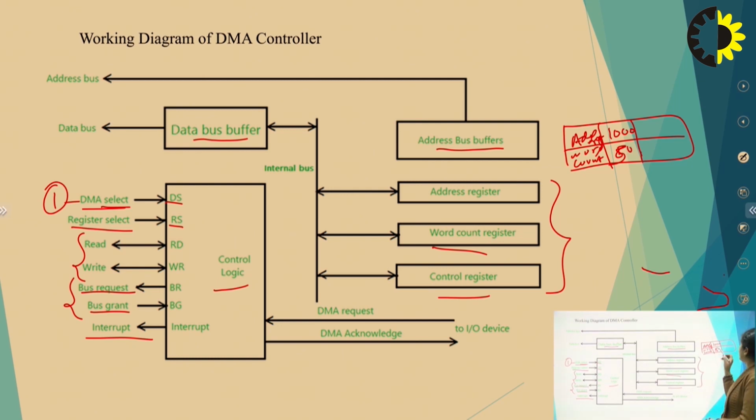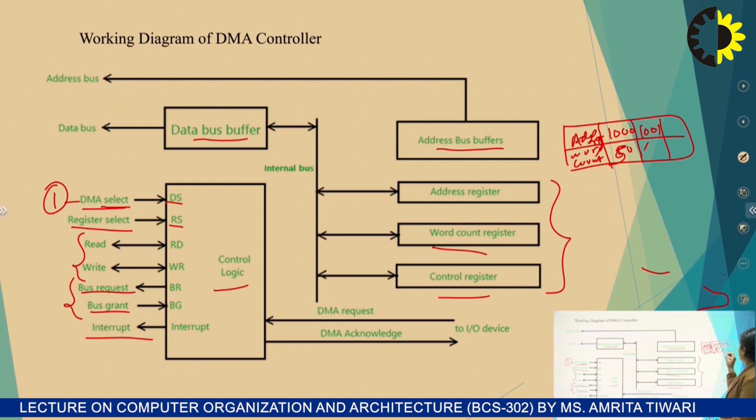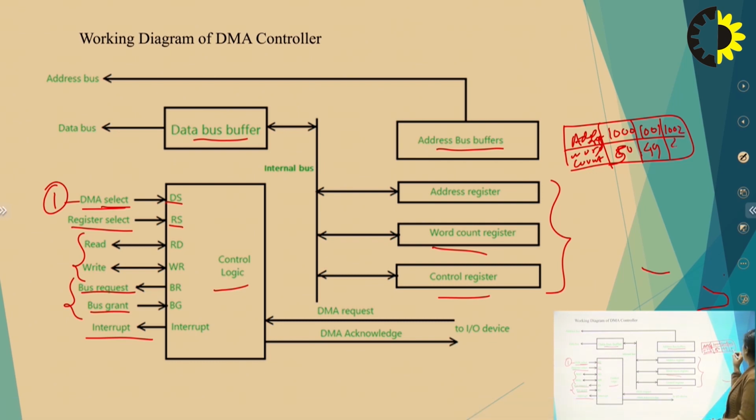So first, in location 1000 the word count is 50. Again, the next address will be 1001 and the count will be decreased to 49. Again, the next address will be 1002 and the word count will be 48, and so on. The word count will keep counting down until we get to 0. When the word count is 0, it means the work is finished.